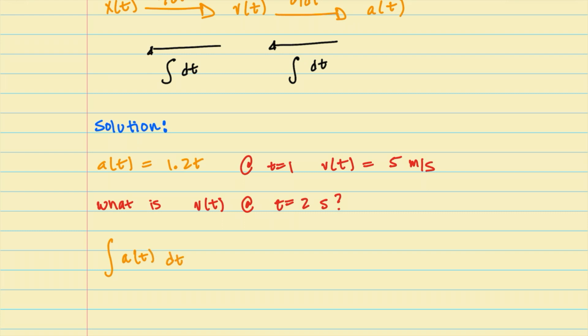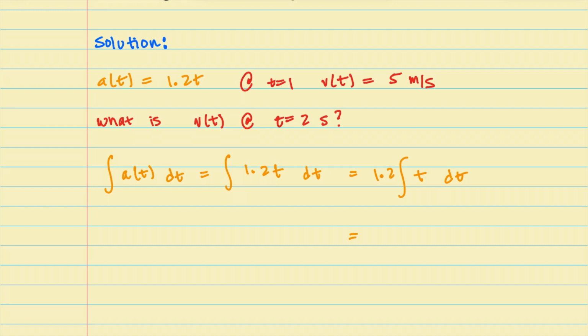Plugging in the values we know, this is equal to the integral of a(t), which is 1.2t dt. Recall from calculus that we can pull any constant out of the integration operation. So we pull out 1.2 and end up with the integral of t dt. Using the power rule, the integral of t is equal to 1.2, still on the outside, times t squared divided by 2 plus C.